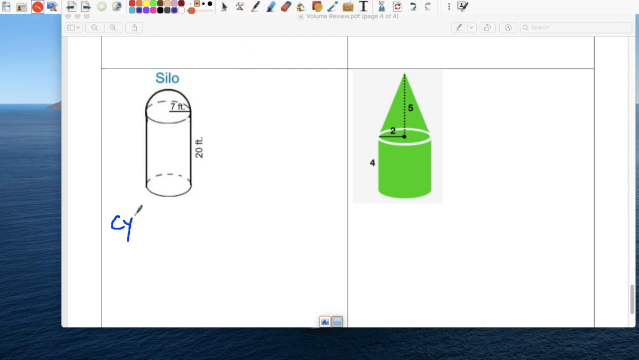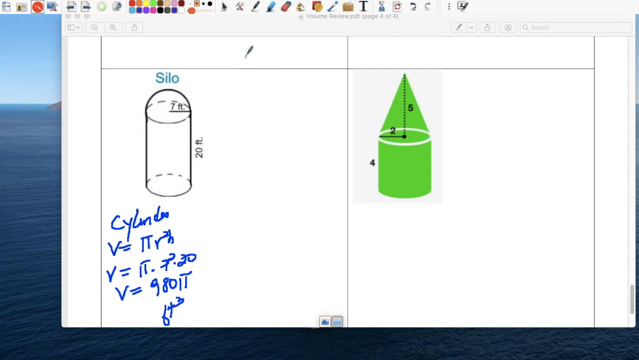Cylinder. The volume is pi r squared h. What's the radius? It's 7, so it's 7 squared, and the height is 20. So we get 49 times 20, and let's leave it in terms of pi: 980 pi feet cubed. Now the sphere, volume is 4/3 pi r cubed. Volume equals 4/3 pi, and what's the radius? 7, so 7 to the 3rd power.